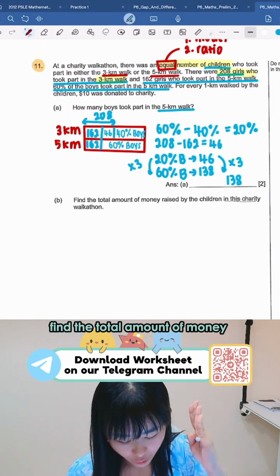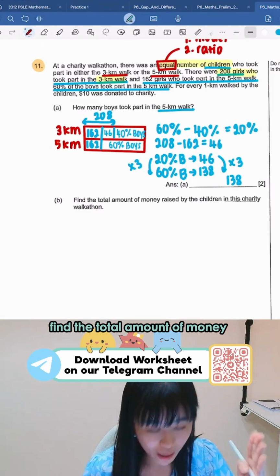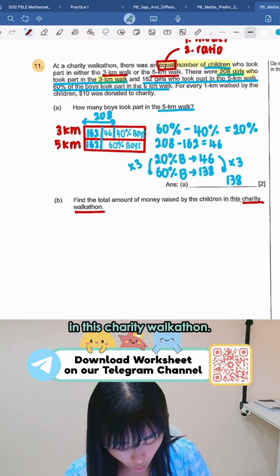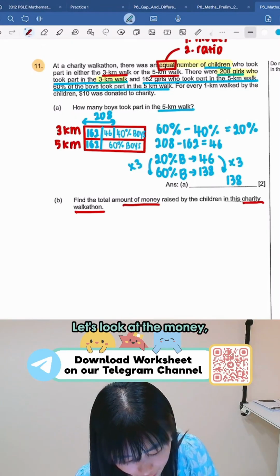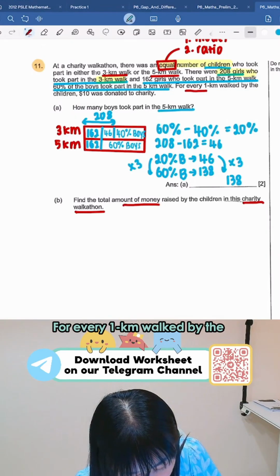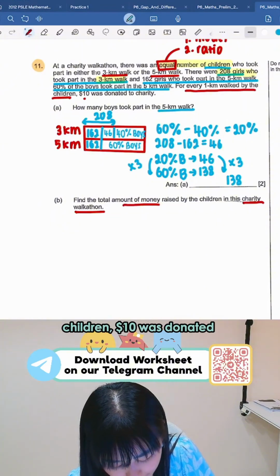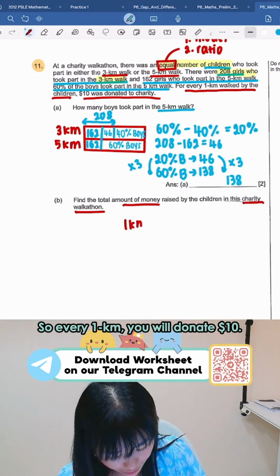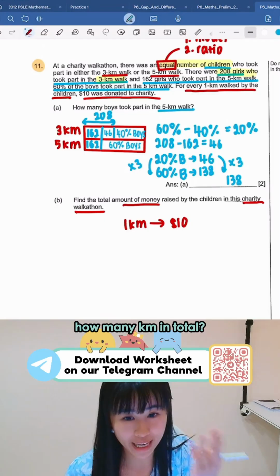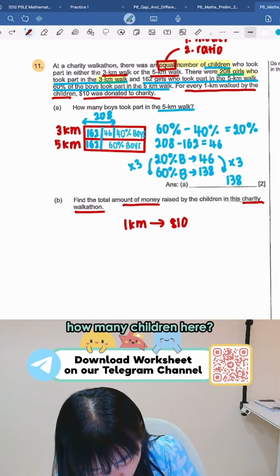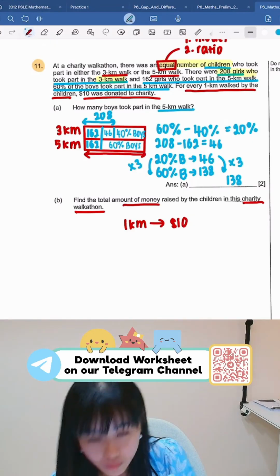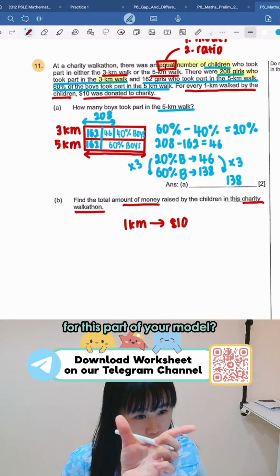Okay, part B. Find the total amount of money raised by the children in this charity walkathon. Let's look at the money. Where's the money? Okay, I haven't read this part. For every 1 km walked by the children, $10 was donated to the charity. So every 1 km, you will donate $10. So first of all, I want to know how many km in total. So can you all tell me how to find how many children here? Okay, let me label it clearly. How many children are there for this part of your model?